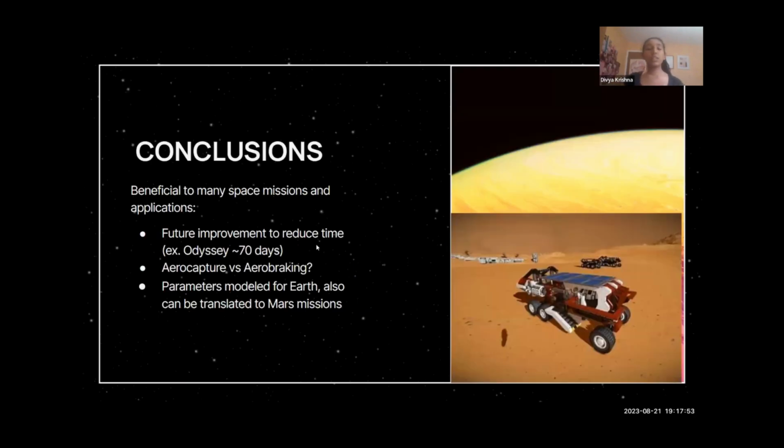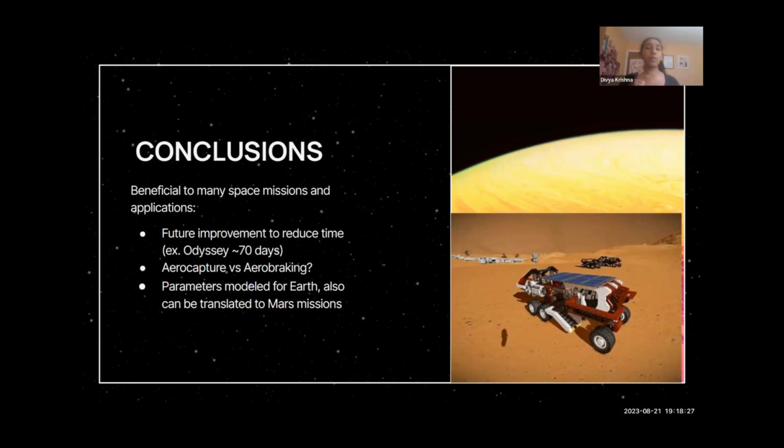So now, with the overall study, my conclusions were this could be beneficial to many space missions and applications. As I said before, the first human Mars mission would really use aerobraking in order to save so much fuel, so much time, and so much cost. Because as we've seen, for example, I was talking about the Odyssey mission, that could take billions of dollars. And so, just these small things, such as aerobraking, could make a huge difference for the success of the mission.